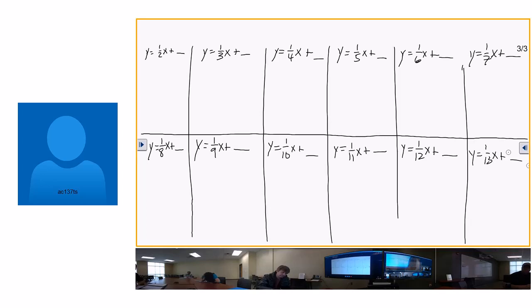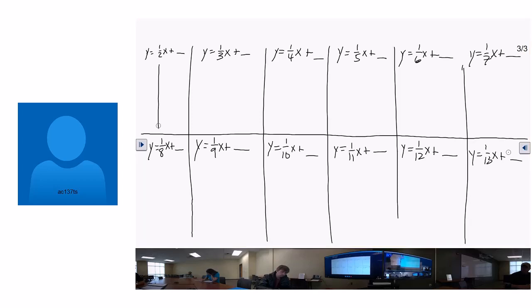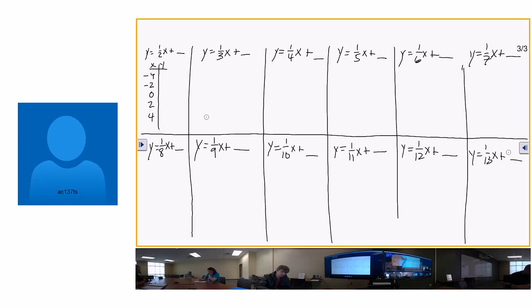So if I'm given a fraction in a problem, that's the 10% of the time I told you that I wasn't going to use -2. I'm going to use multiples of the what? Denominator. So this one would be -4, -2, 0, 2, 4. What would this one be? -6, -3, 0, 3, 6.